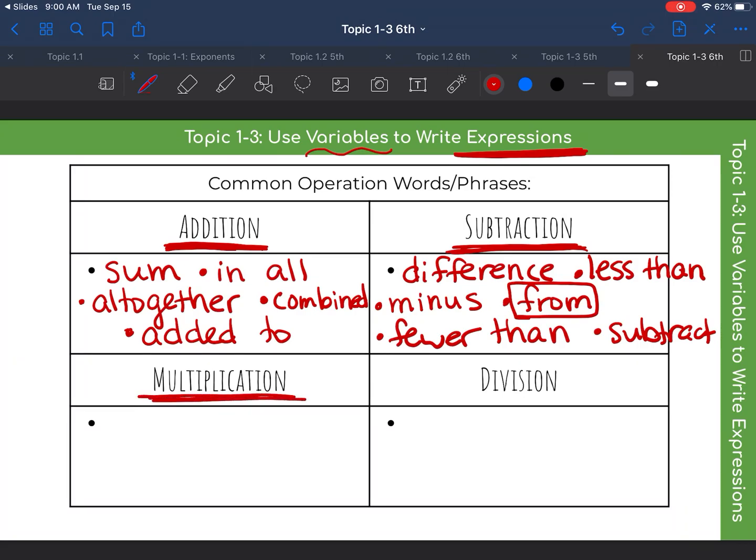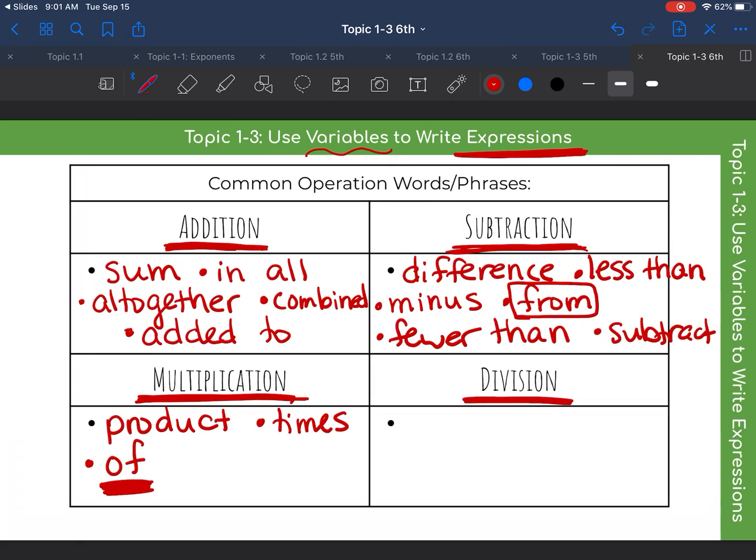Multiplication. What are some phrases that stand for multiplication? Well, we know product. The product of 5 and 3 is 15. That means 5 times 3 is 15. I just said it right there, the word times. And we're going to talk about this in a little bit. We talked about this a little bit in 5th grade, but when you see the word of, like 1/2 of 7, that means we're multiplying half times 7.